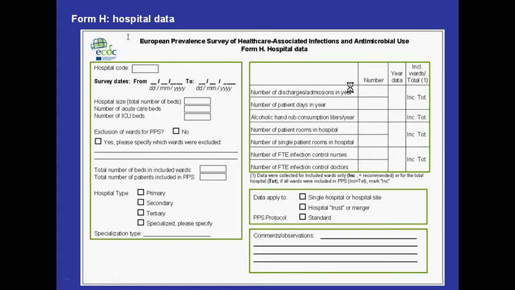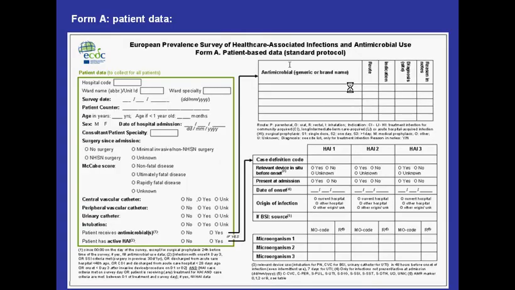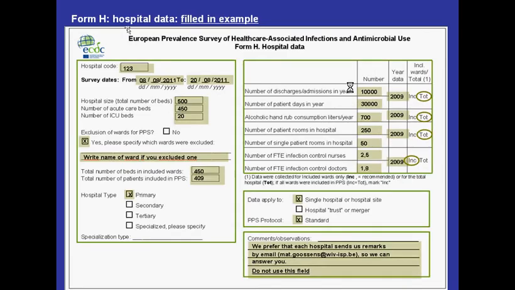The second type of information that you will need is Form H, also called the form of hospital data. The third type of form is Form A, known as the patient data form. Now we will discuss these last two in more detail. First, the Form H, hospital data.